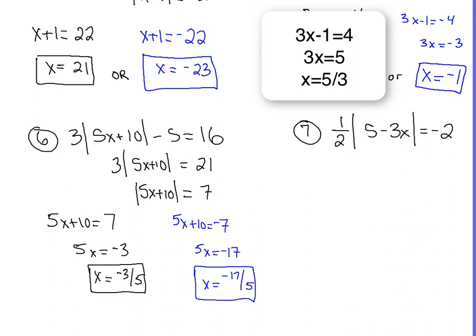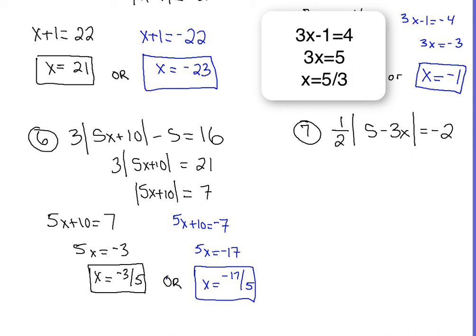Now our final result, after we apply the subtraction property of equality to both sides and then divide each side by 5: on the left we'll get x equals negative 3/5, and on the right we'll get x equals negative 17 over 5. So our two answers for number 6 are x equals negative 3/5 or x equals negative 17 over 5.